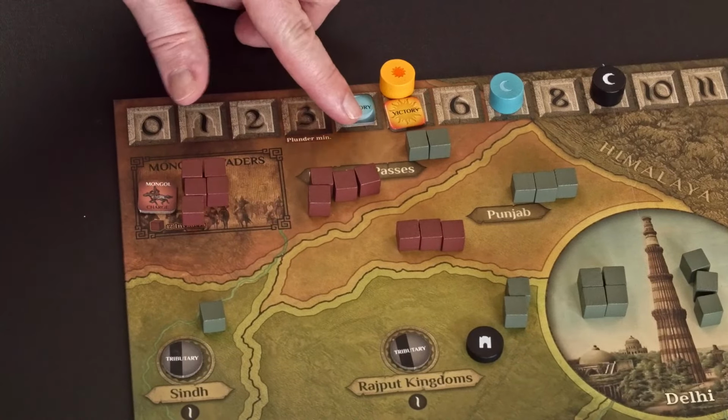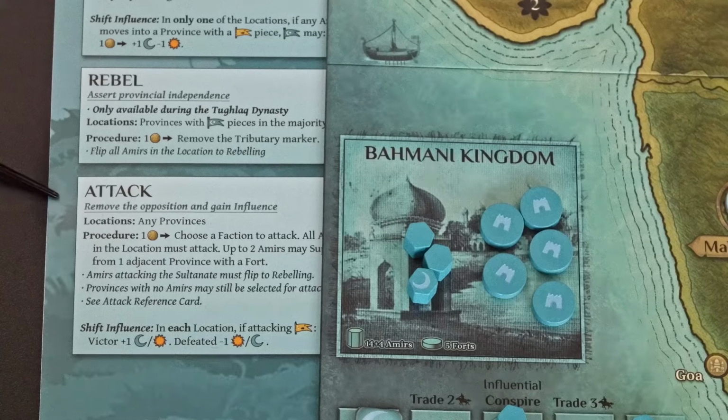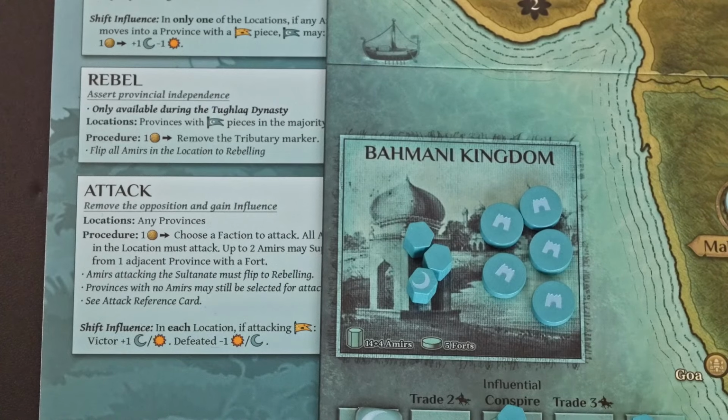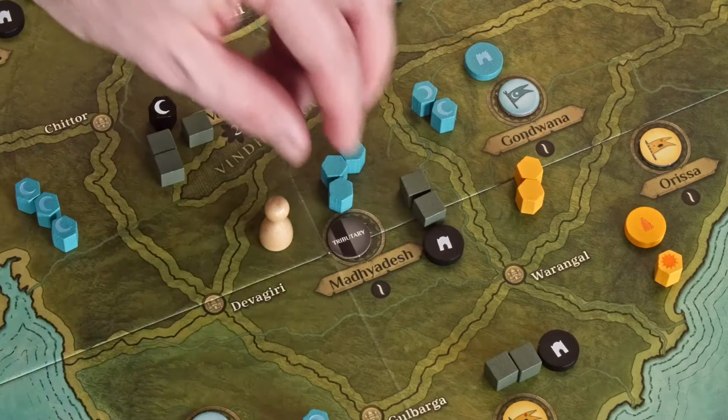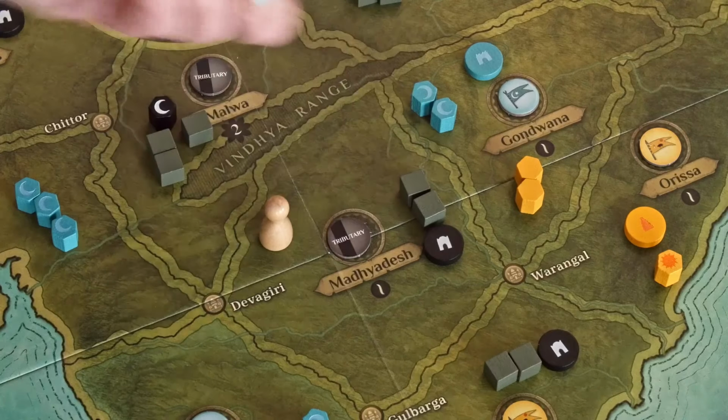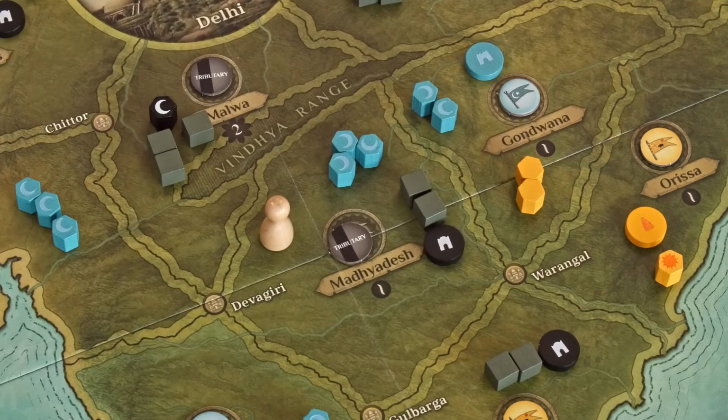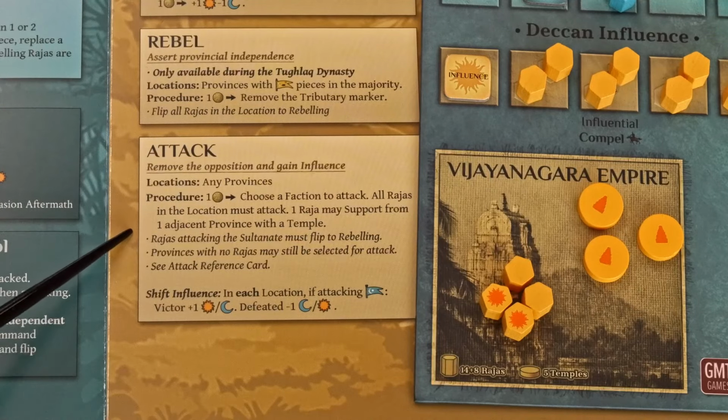And finally, the attack command is very similar to the Delhi Sultanate's attack for both the Bahmani and the Vijayanagara. But note that if either the Bahmanis or Vijayanagara attack the Delhi Sultanate, their pieces immediately flip to rebelling if they weren't already. The Sultan will not forget about these particular rulers.